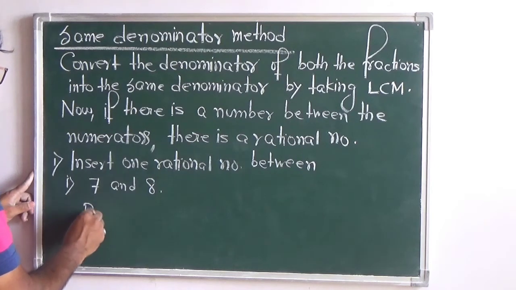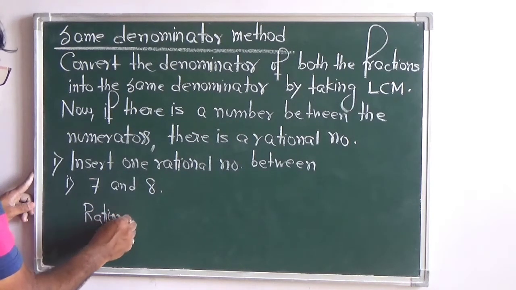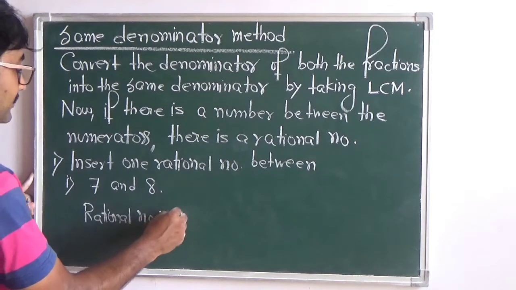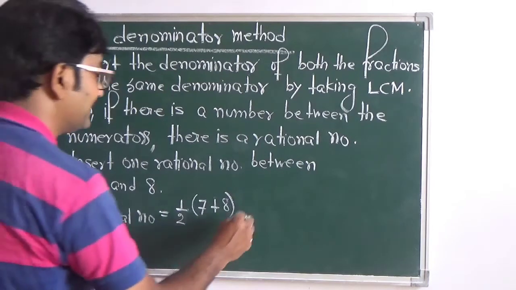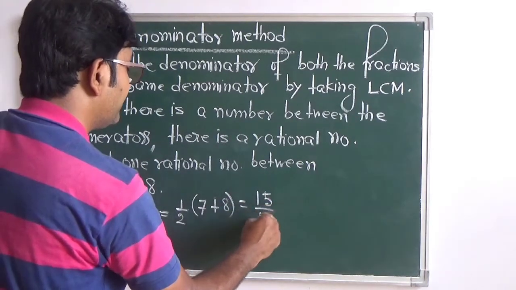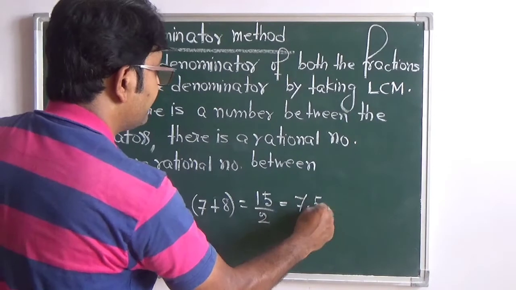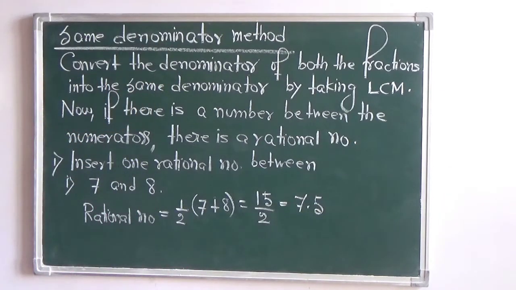So the rational number between these is equal to half of a plus b, that is 7 plus 8, and this is 15 by 2, and that is 7.5. You can see very clearly that 7.5 is the number which lies between 7 and 8. 7.5 is greater than 7 and it is less than 8. So 7.5 is a rational number which lies between 7 and 8. So by using the formula method, we can find the rational number.